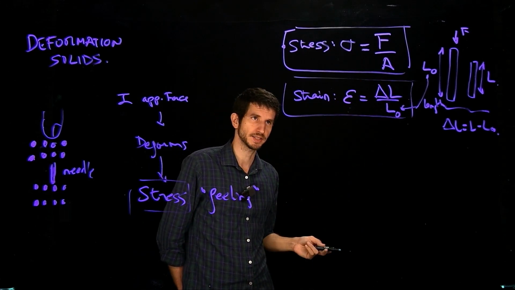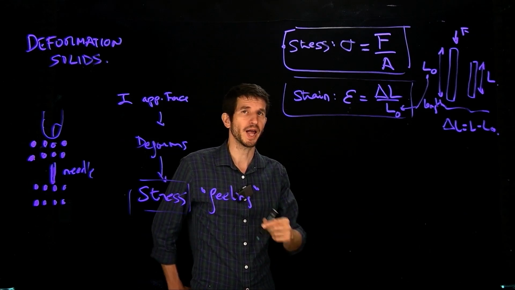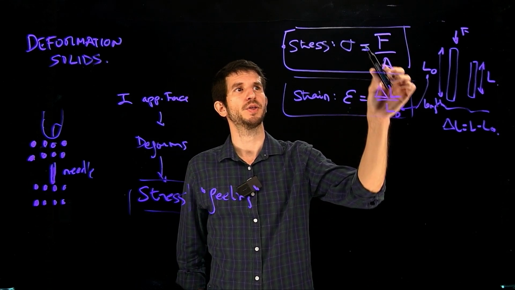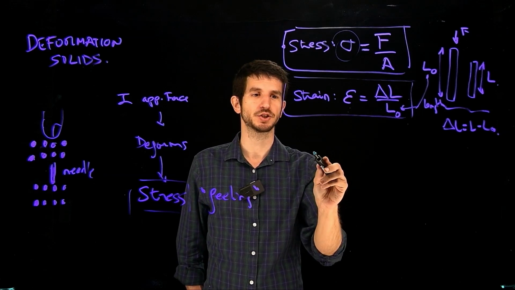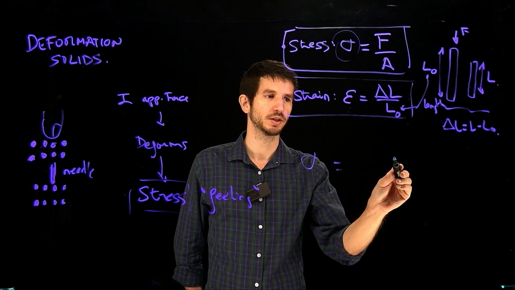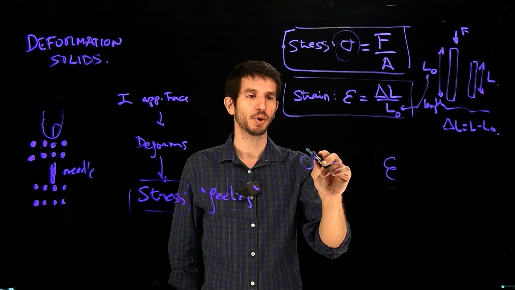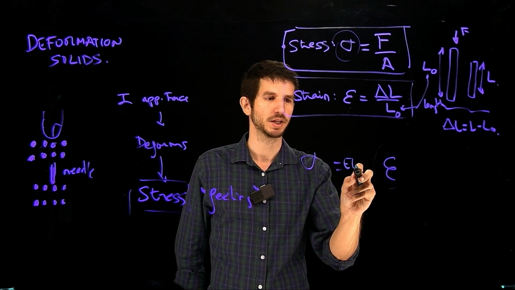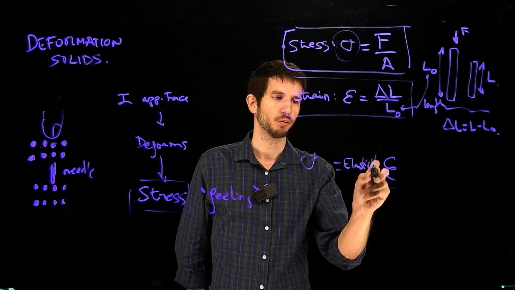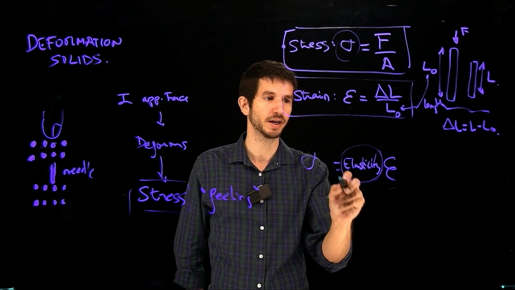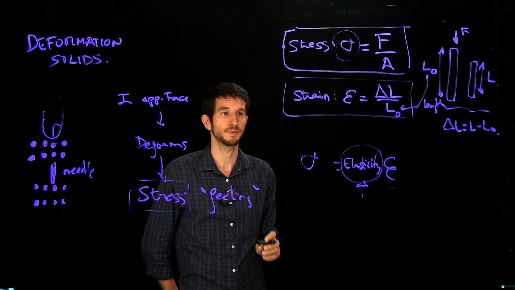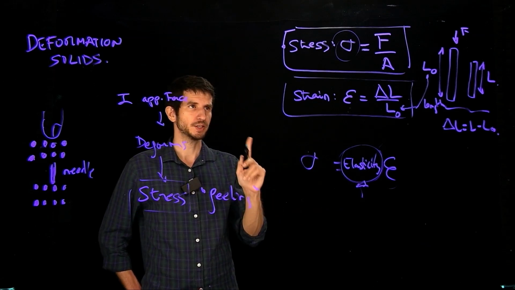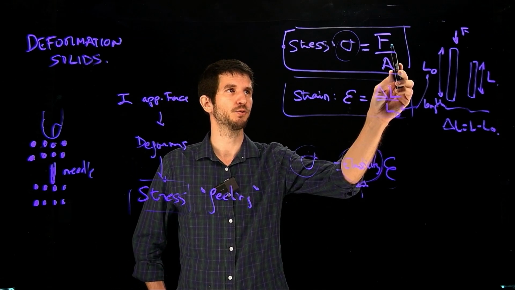And now there's one last thing that we can observe in here. When I apply a force, things are going to stress. How much they stress is proportional to how much they deform. The proportionality between the stress and the strain is given by what we can call the elasticity. And we're going to try to find out exactly what this elasticity is. But before we do so, let's realize one thing. Stress is the force over the area.